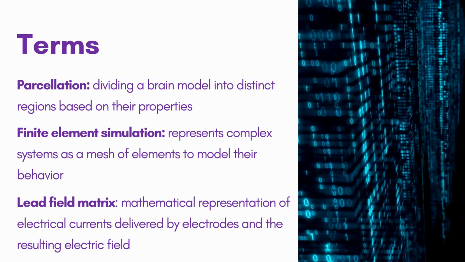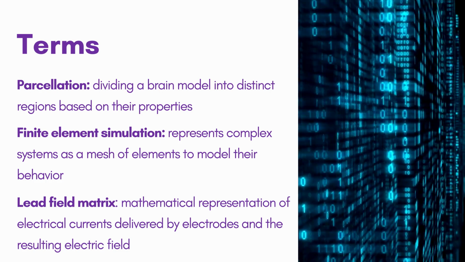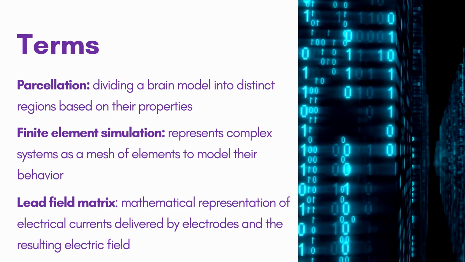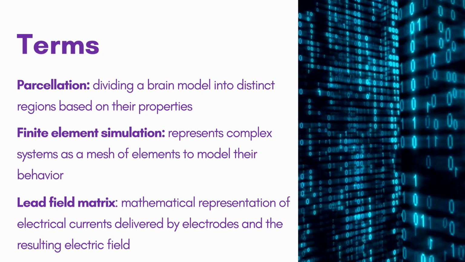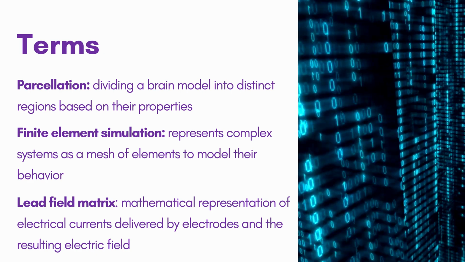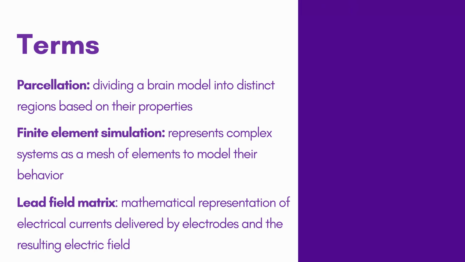Lead field matrix is a mathematical representation of the relationship between the electrical currents delivered by electrodes and the resulting electric field in the brain. This matrix is used in the optimization process to determine the best electrode configuration that achieves the desired stimulation effects. Later, we will discuss how to perform a parcellation, convert it into finite element matrix, and compute the lead field.